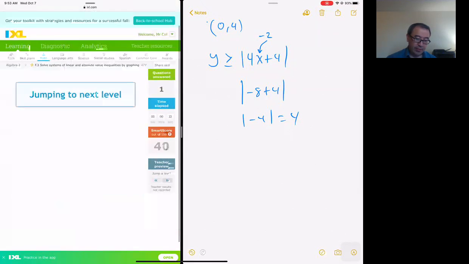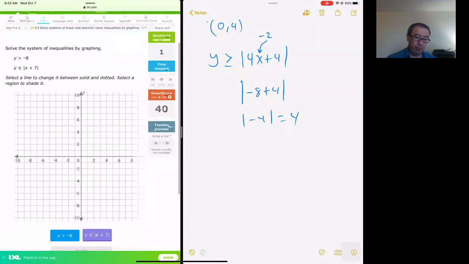Let's jump to one a little harder. Okay, y is greater than -8. So here is y is -8. Everyone agree? Y is -8. We'll graph the second one, absolute value. Careful about it. We have a vertex not at 0, 0. That's going to be -7 and 0. Oops. -7 and 0 with a slope of 1 over 1.